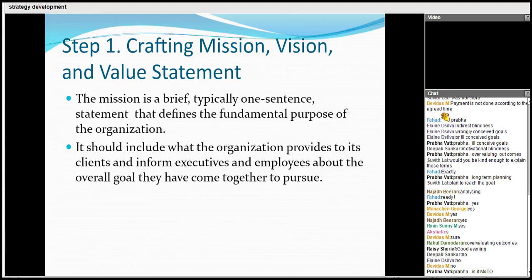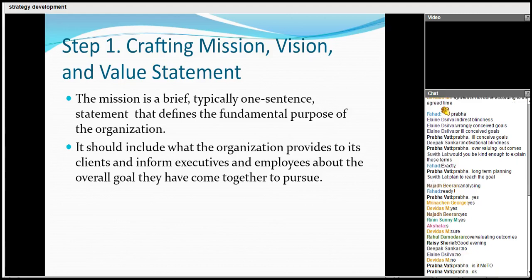Motto, again, well, I wouldn't say motto, it can be kind of values. I can look at motto as value. And we're going to look at that, and then we can see where motto fits in.